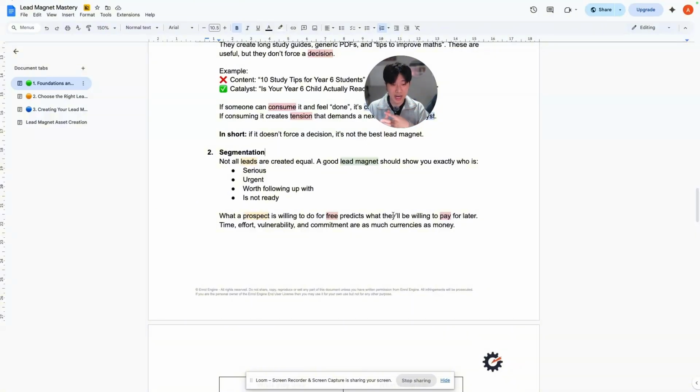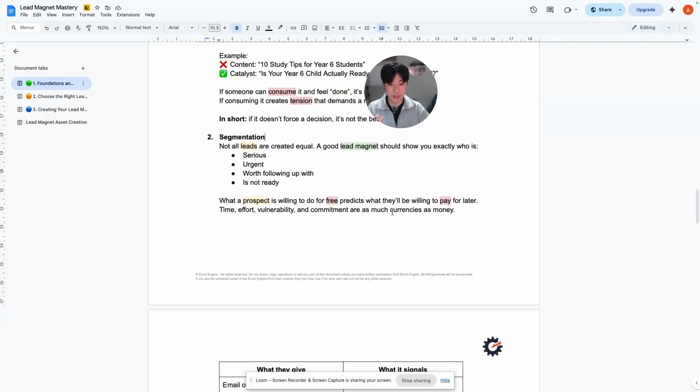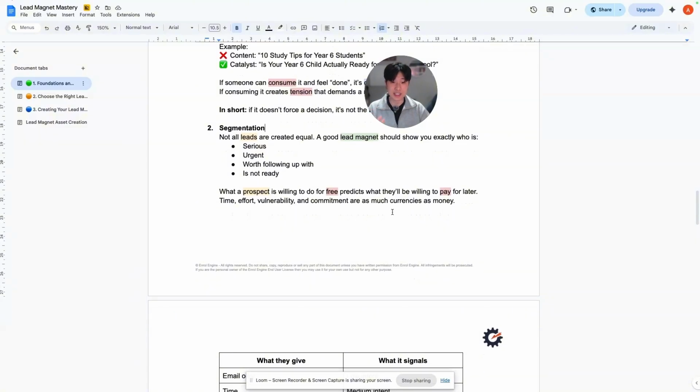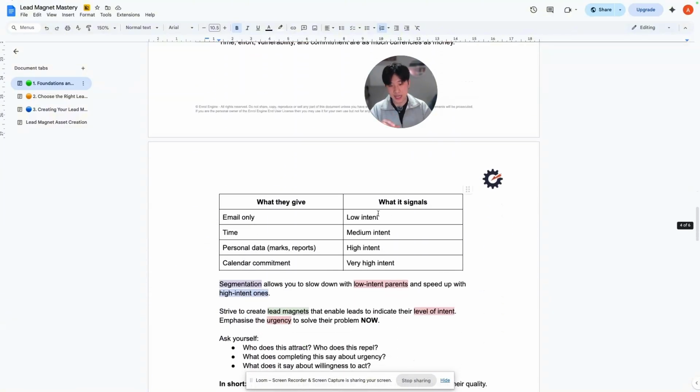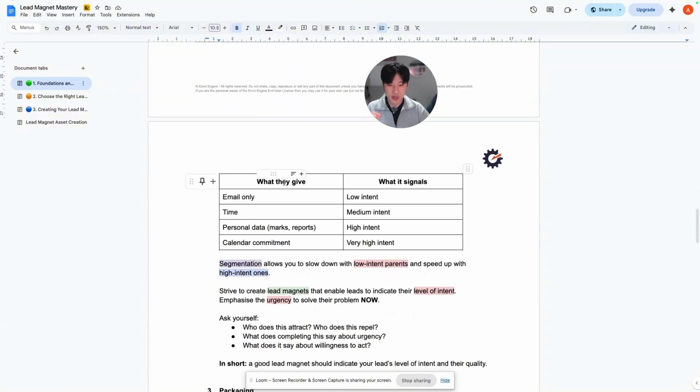Now, understand that time, effort, vulnerability, and commitment of your target audience is as much currency as is money. So if they're giving you their time, their effort, their vulnerability, and their commitment, that is a really good indicator. So I have this table for you. What they give and what it signals.